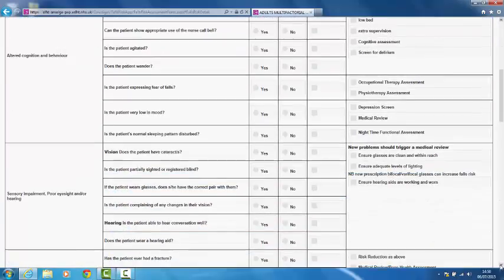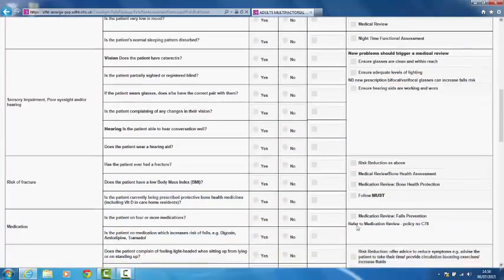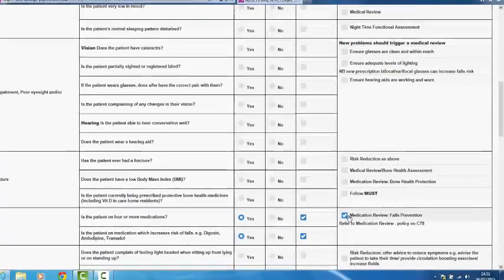For example, is the patient on 4 or more medications? If we're saying yes, there's a need for further assessment. Therefore, we should be ticking the medication review falls prevention box and applying the policy of having a medication review done. Is the patient on medication which increases risk of falls? If we're saying yes, again, we need further assessment and we should be visiting the medicine review.